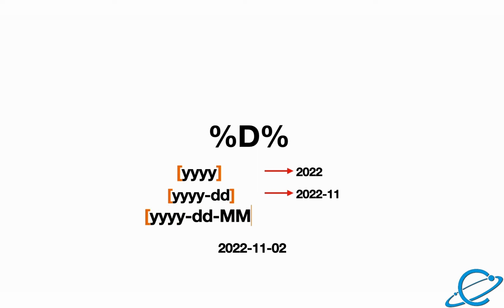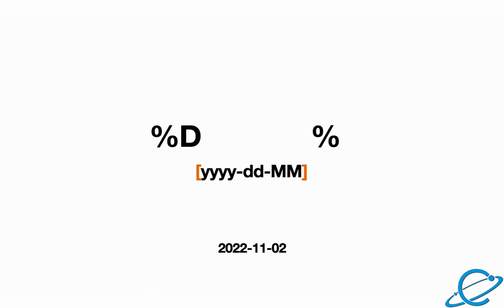Using y inside the brackets would give me the year. Adding -dd would also give me the day. And finally, adding -mm to the macro would in addition give me the month, and that's what we're after. The brackets and its content goes into the macro directly after the macro itself.